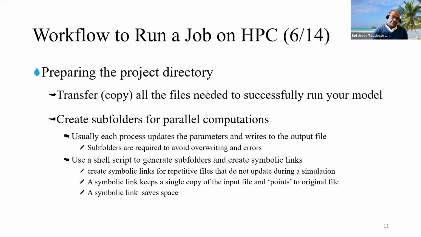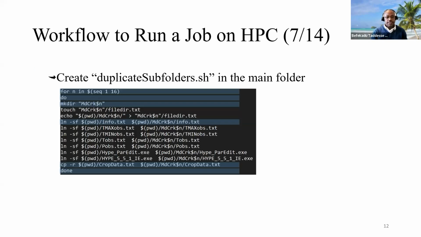And together with this, you might want to create symbolic links, especially if you are dealing with large-scale applications involving massive input files. You might not want to copy all those files into individual subfolders. Instead, you can create a soft link in the subfolder such that it points to the original file in the root directory. So you can automate the process of generating the symbolic link along with creating the subfolders using a shell script. This is a typical shell script I use to create subdirectories.